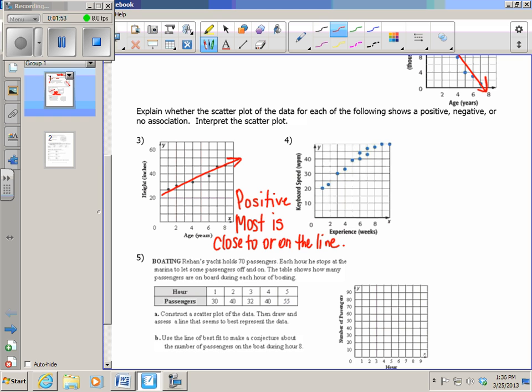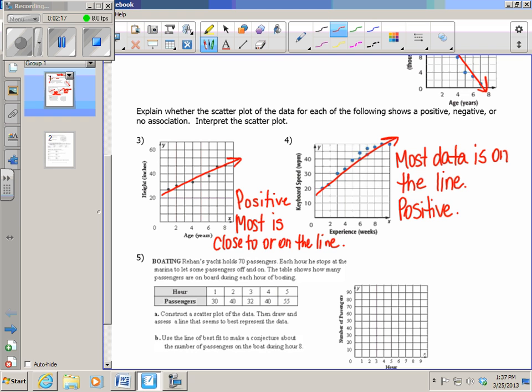For number 4, again, if I drew a line of best fit, most of the data is on the line. This is a positive association. And I don't really see any outliers or clusters.